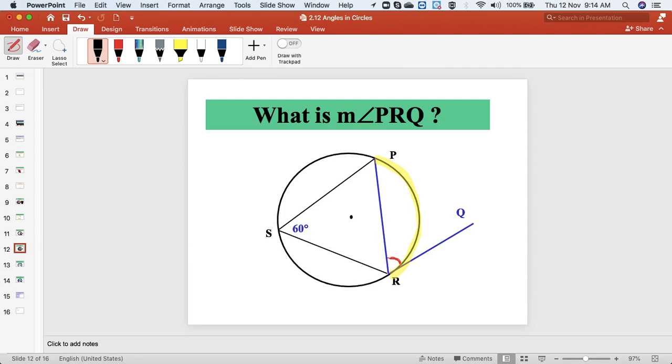So arc PR will be twice the measure of this angle. So that would be 60 degrees times 2, which is 120 degrees. So therefore, arc PR is equal to 120 degrees. So we can say that the measure of our angle PRQ is equal to half the measure of arc PR, which is half of 120, which is 60 degrees.